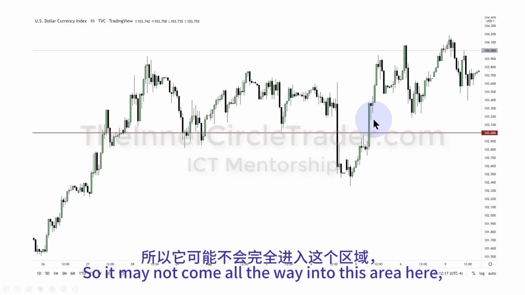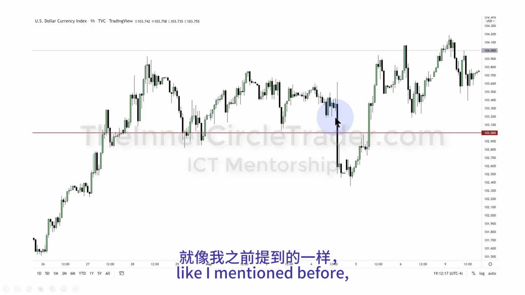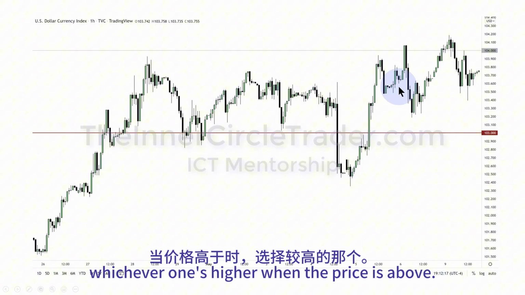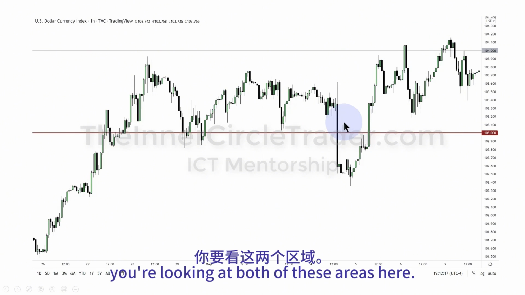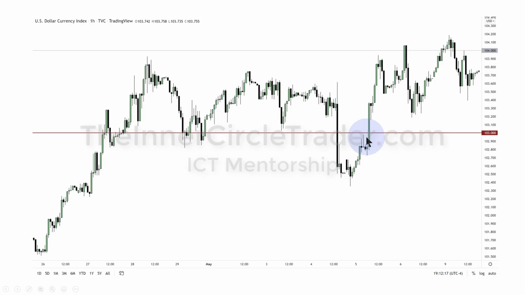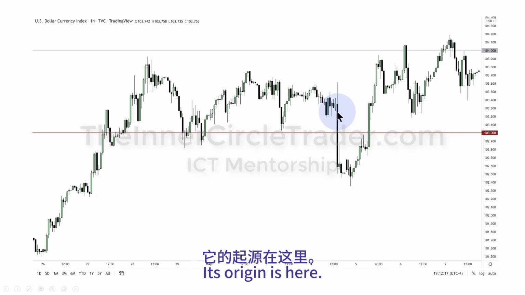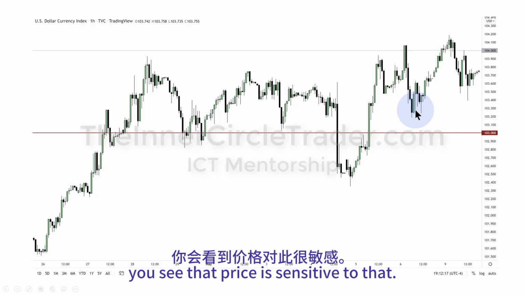So it may not come all the way into this area here, but it can come into this area. So it's treating this area, like I mentioned before, like an island reversal. So the sensitivity, kind of like an imbalance, is going to be whichever one's higher when the price is above. So if market price is above the balanced price range, you're looking at both of these areas here, a single candle pass here and a single candle pass here. So this balanced price range, you want to find its beginning point. Its origin is here. So you draw that out in time, you see that price is sensitive to that.